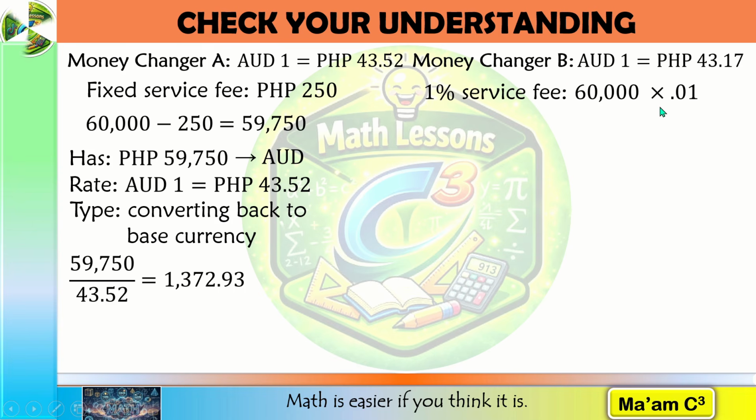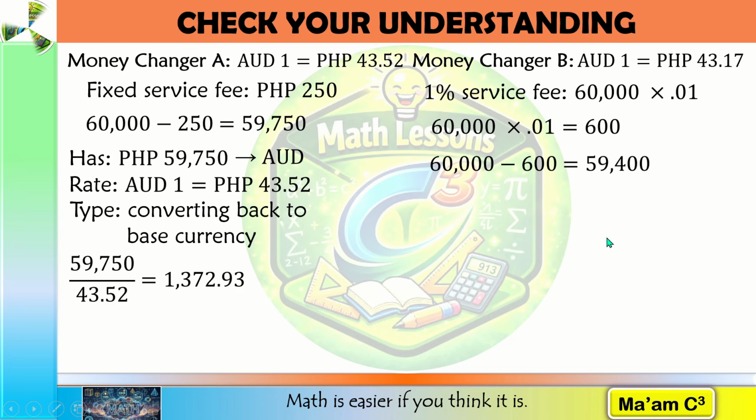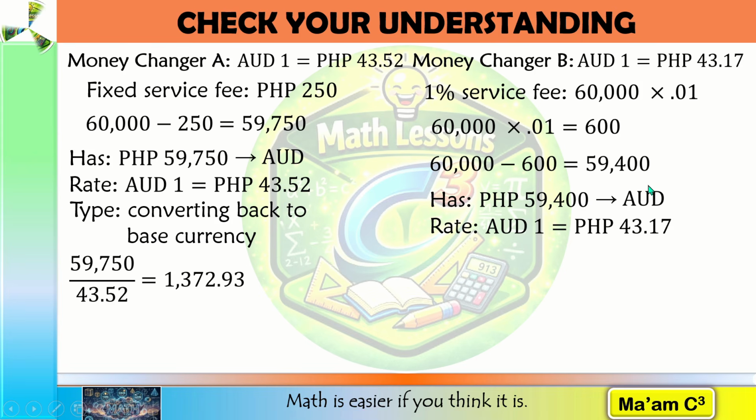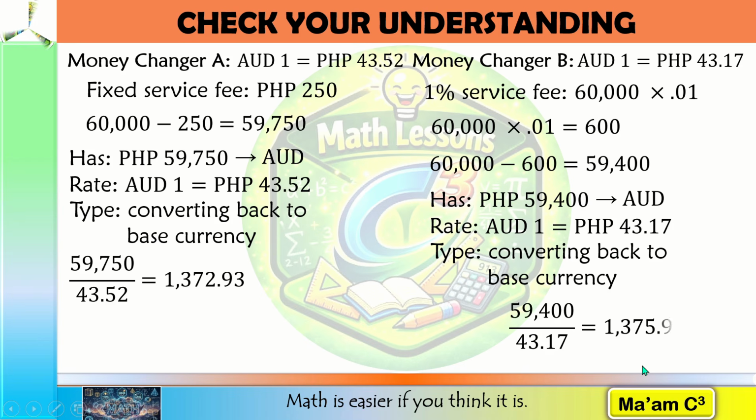Now let's proceed with Money Changer B. Let's compute 60,000 times 0.01. This is 600 pesos. So we're going to subtract 600 from 60,000 and this is 59,400. So he has 59,400, and again he wants to convert this to Australian dollars. The given exchange rate is 1 AUD equals 43.17 PHP. They are the same, so again we are converting back to the base currency, so we have to divide. 59,400 divided by 43.17 is 1,375.96.